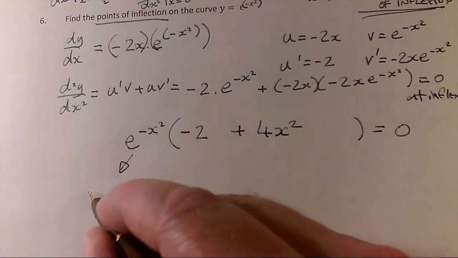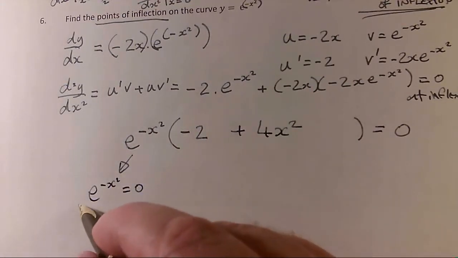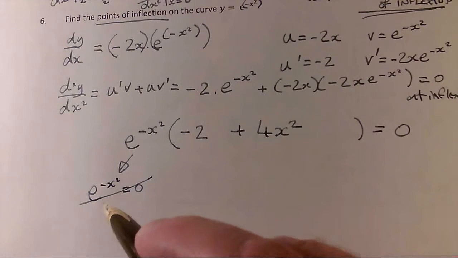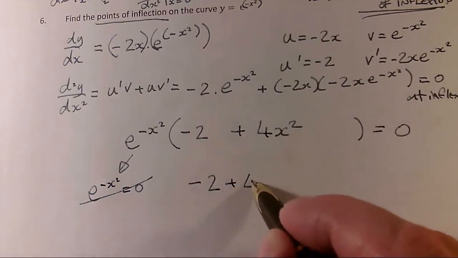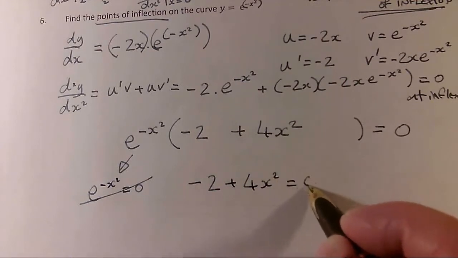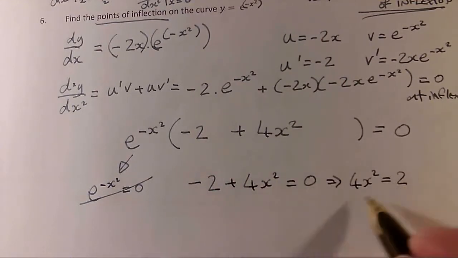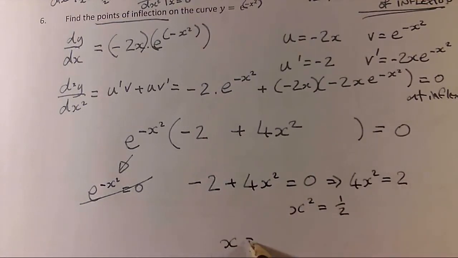So either e to the minus x squared equals 0, but that's never true. e to any power is never 0. You can try entering 0 on a calculator and you'll get an error. So that's got no solutions, but there will be solutions to minus 2 plus 4x squared equals 0. That implies that 4x squared equals 2, so x squared equals a half, so x equals plus or minus the square root of a half. Don't forget the plus or minus.